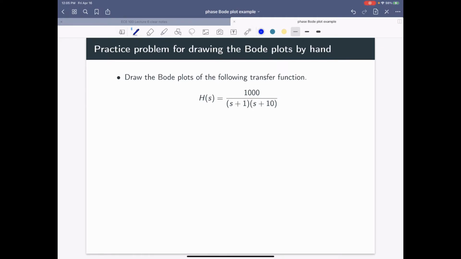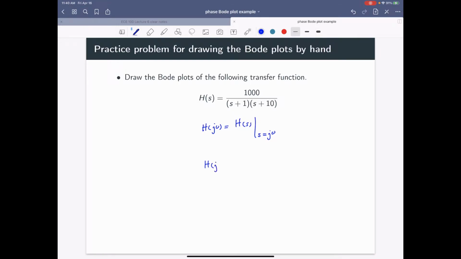Hello everyone, in this video I'm going to show you how we can plot the phase Bode plot for this given transfer function. We know H(jω) is equal to H(s) when s is equal to jω. We also know that H(jω) is a complex valued function.